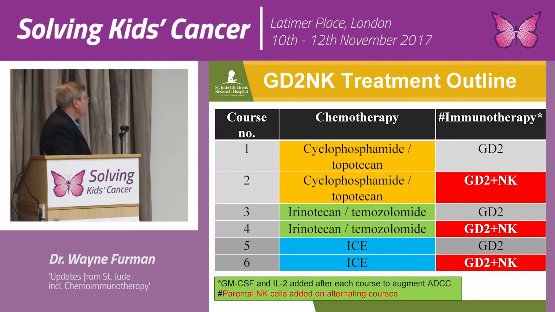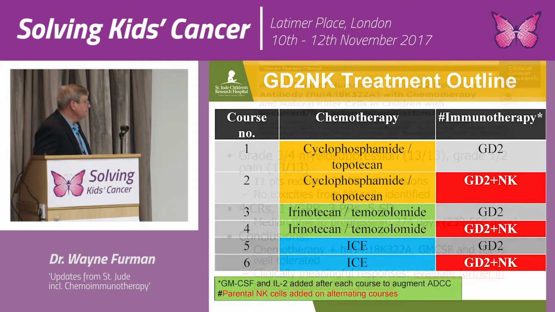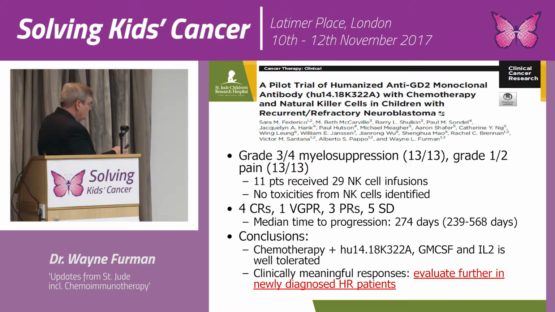And we identified no side effects to NK cells. Again, this is a heavily pretreated group of children, so it's not surprising that everybody got severe myelosuppression, and mild pain, and part of that I think is the antibody. The other part is we started narcotics with the start of the antibody infusion. And again, we saw a number of very promising responses, including 4 complete responses.